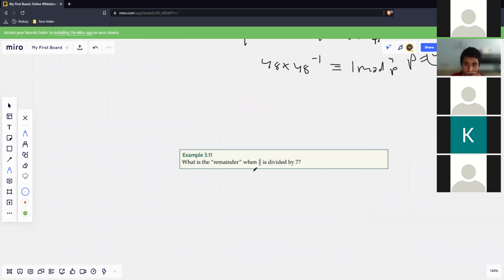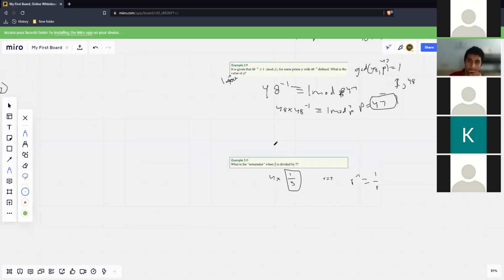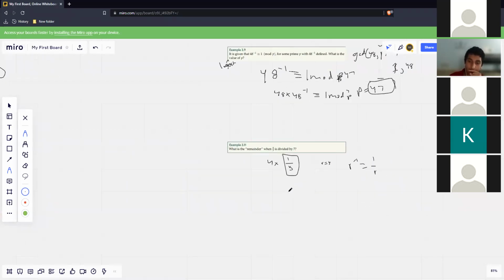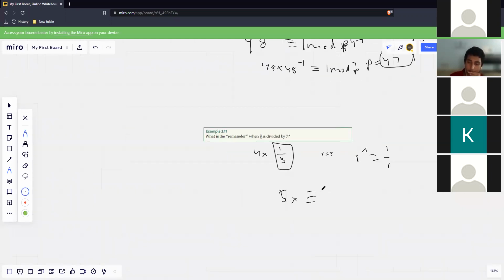What is the remainder when 4 over 5 is divided by 7? Well, for this question, I like to think of benchmark fractions, basic fractions whose numerator is 1. r to the power of -1 is going to be equal to 1 over r, and 1 over 5 is equal to 1 over r if we let r be equal to 5. And then by the definition of modular inverses, we are trying to find the solution x such that 5x is congruent to 1 modulo p, and the modulus we're dealing with here is 7.